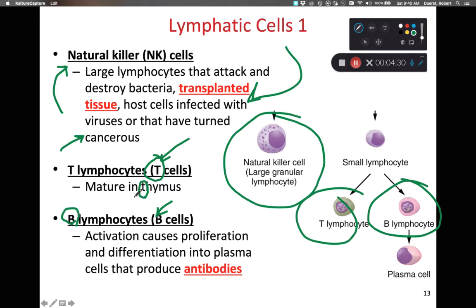And these B lymphocytes, when they're activated, are going to differentiate into plasma cells in addition to B memory cells. And these plasma cells in particular that the B lymphocytes activate into are going to be antibody-making cells. These are the cell types in our bodies that make the antibodies.